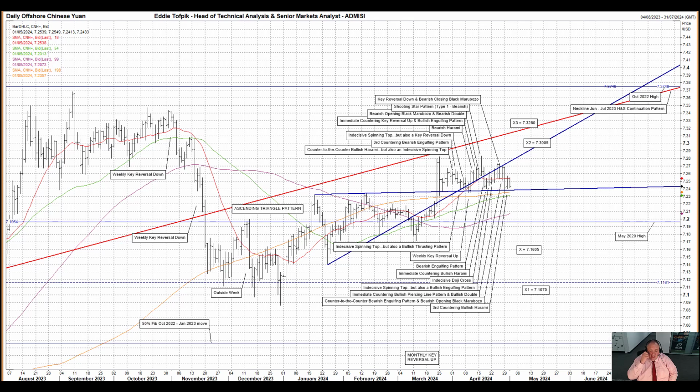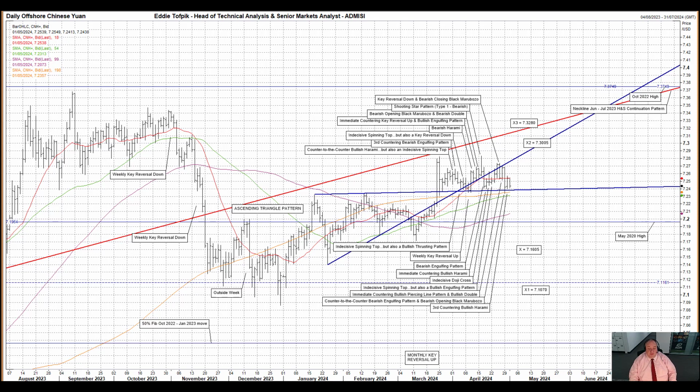US dollar against the CNH, the offshore Chinese yuan. A third countering bullish harami yesterday after the previous session's counter bearish engulfing pattern and bearish opening black Marubozu. Now, the base of the action was on the dark blue upper trend line extension, currently at 723.84, of the recent ascending triangle pattern, with just below the rising long moving average, currently 723.58, and the short medium moving average, currently 723.13. Meanwhile, on top, we have the dark blue highlighted broken lower trend line extension, currently at 727.61, of the same recent ascending triangle.